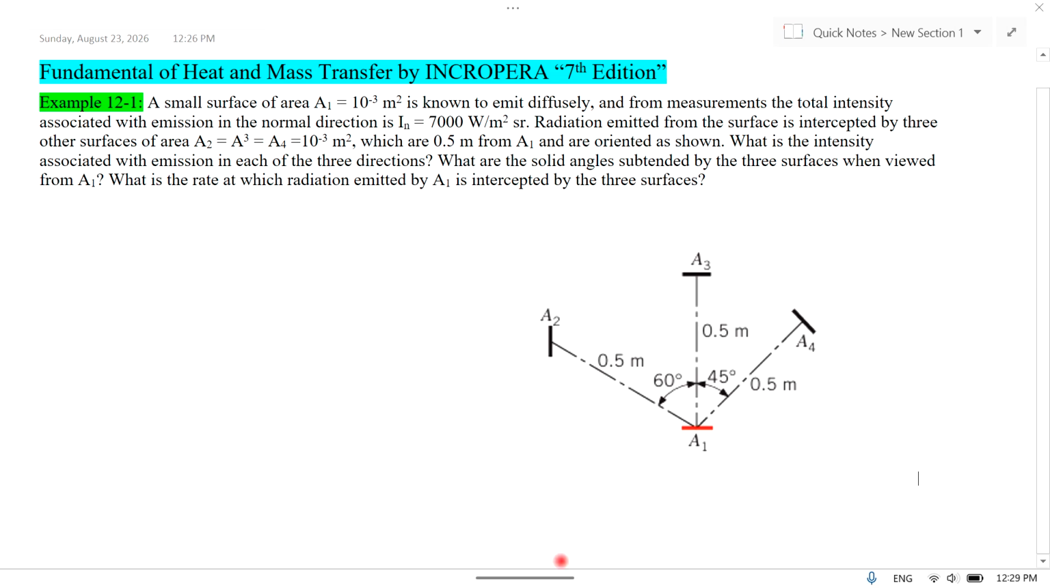Bismillahirrahmanirrahim. In this lecture, I am solving example 12.1 from the book Fundamentals of Heat and Mass Transfer by Incropera, 7th edition. The statement of the problem is: a small surface of area A1 equal to 10 power minus 3 square meter, this red surface, is known to emit diffusely.